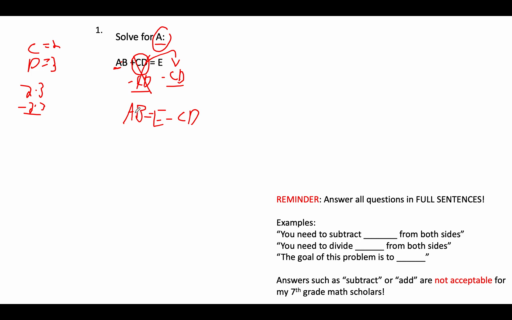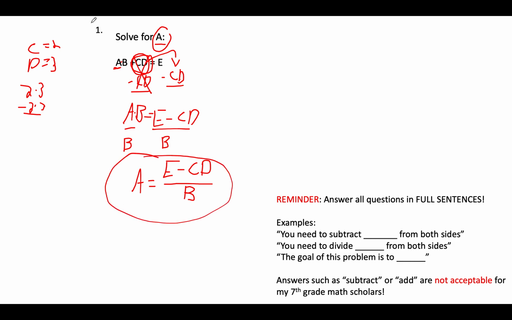Our final step, because we have A multiplied by B, is to divide both sides by B. We get A equals E minus CD, or our two values here, all divided by the quantity B. And that's going to be our answer to question number 2.